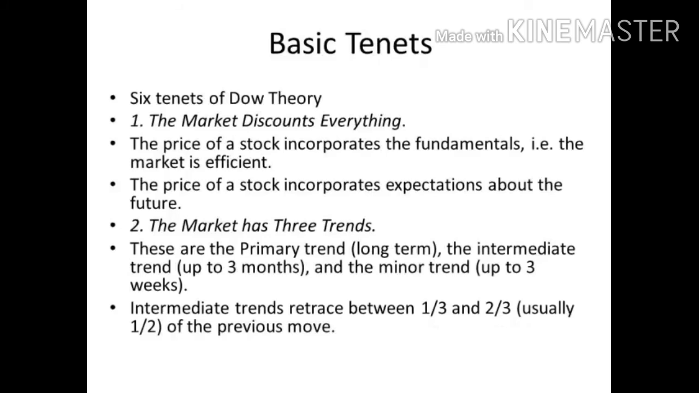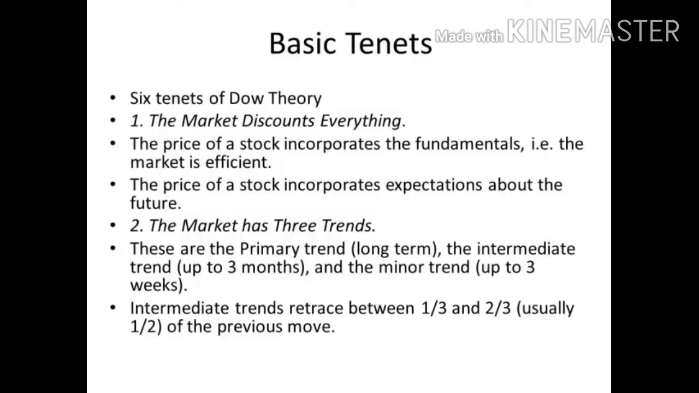Basic tenets. What forms Dow Theory are six tenets. Tenets are sort of statements of fact that the theory claims to be true. So Dow Theory is comprised of six of these, and these six tenets essentially describe how the market works. So we'll go through these one by one.